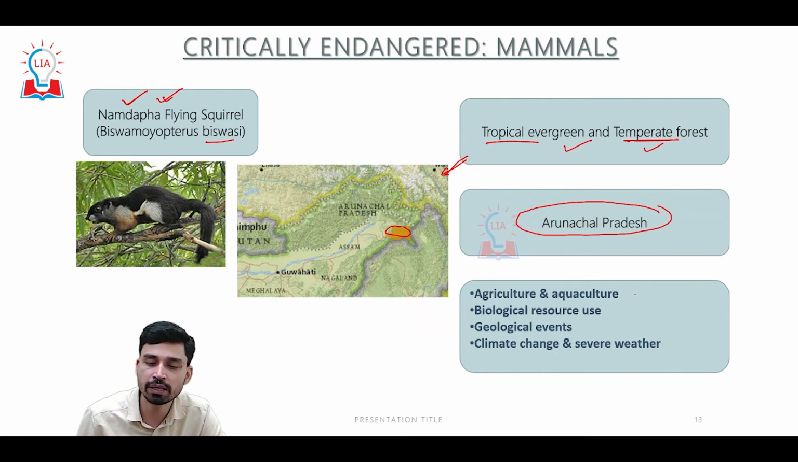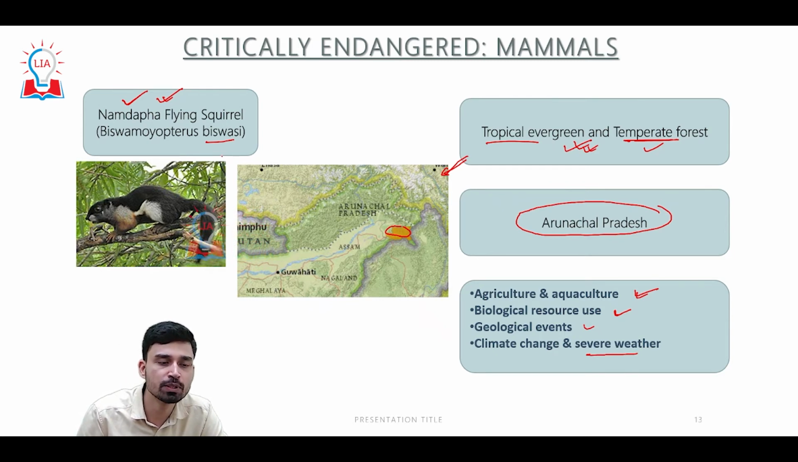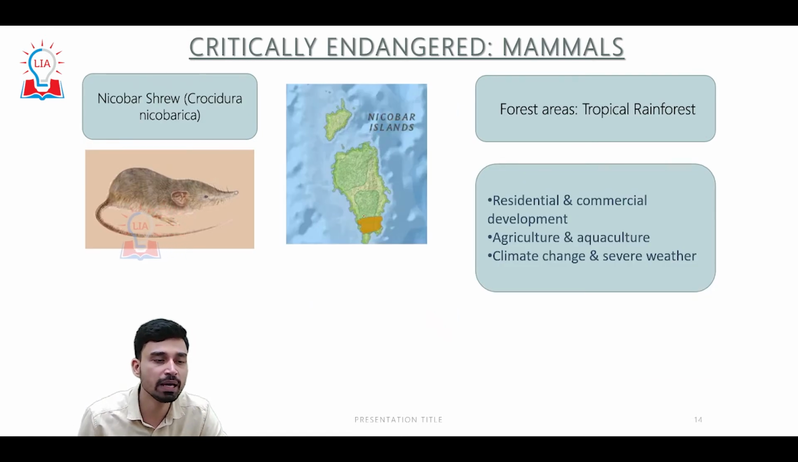The major threats again are similar to other species: agriculture and aquaculture, biological resource use, and geological events like earthquakes. Climate change and severe weather phenomena can destroy the grassland, and can destroy and damage the forest, which can in turn damage the habitat of this flying squirrel.